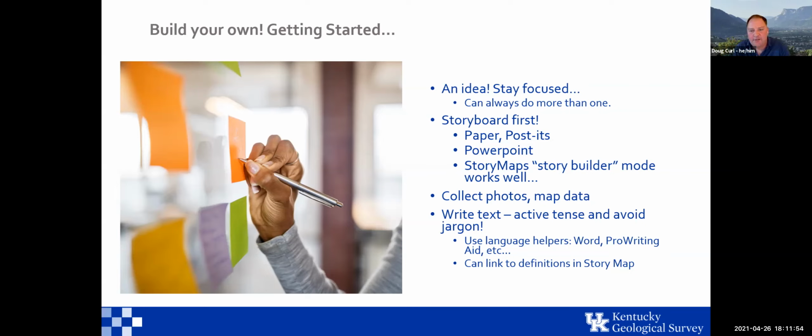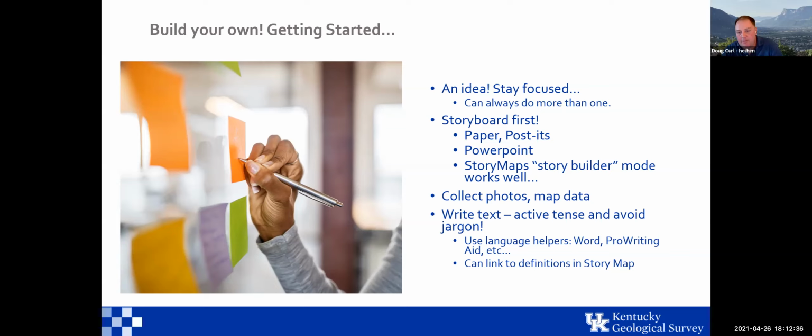And then obviously, you collect your photos and get an idea of the map data that you want to show. There are embedded ways of building the map, and I'll show that. And then write text. Keep it active and interesting, and avoid jargon if you can. Like I said, you can link to concepts if you don't want to get bogged down in explaining jargon. You're probably going to have a wider audience with the story map than you do with some other things. So that's just my advice.